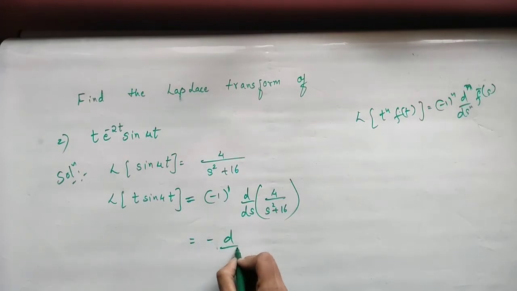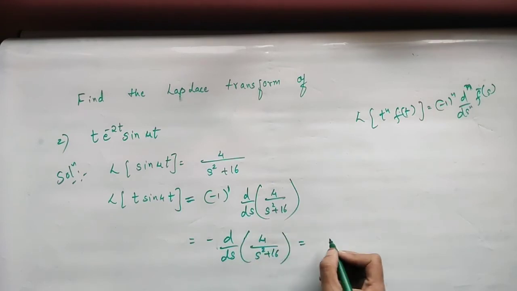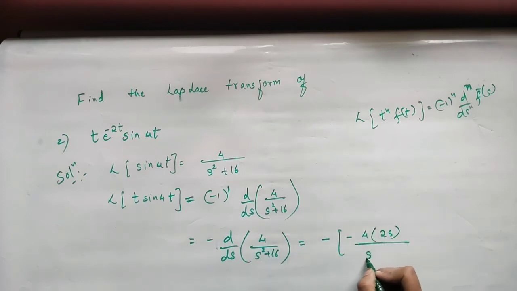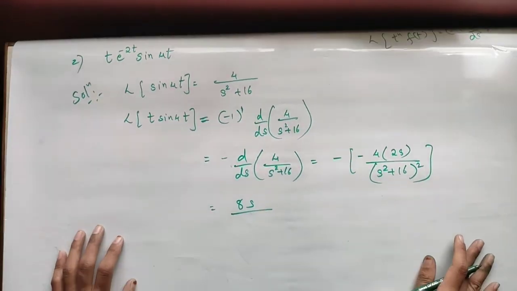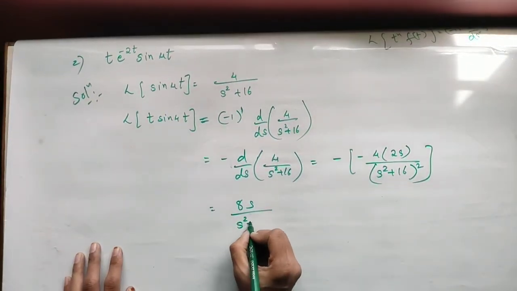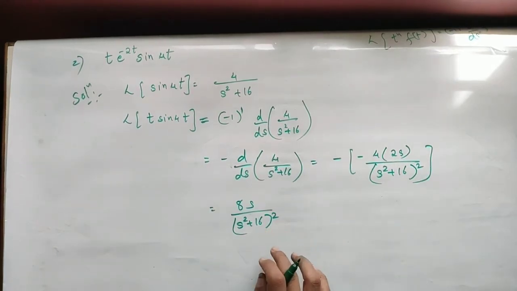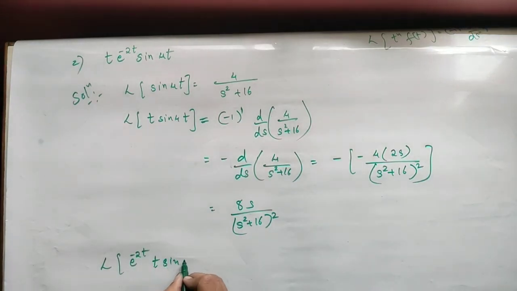So d by ds of 4 divided by s square plus 16 is equal to minus, the derivative of this is minus 4 times 2s divided by s square plus 16 whole square. So it becomes minus of minus, plus 8s divided by s square plus 16 whole square. Okay, so once you arrive at this stage, you take the Laplace transform of e to power minus 2t t into sine 4t.